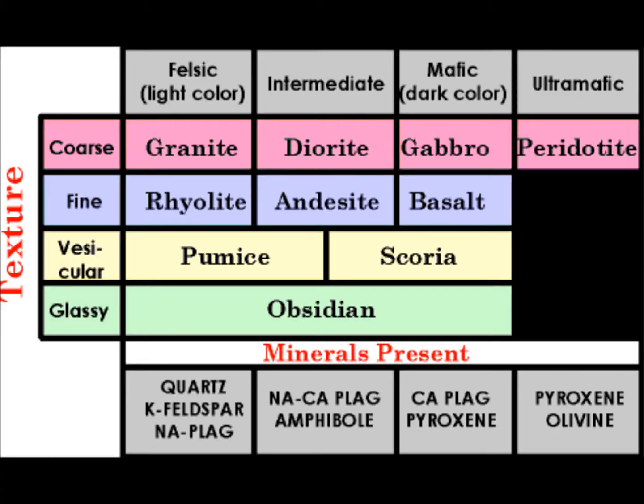The generalized composition of felsic and mafic rocks can be subdivided into intermediate, between felsic and mafic composition, and ultramafic, rocks extremely enriched in magnesium and iron.